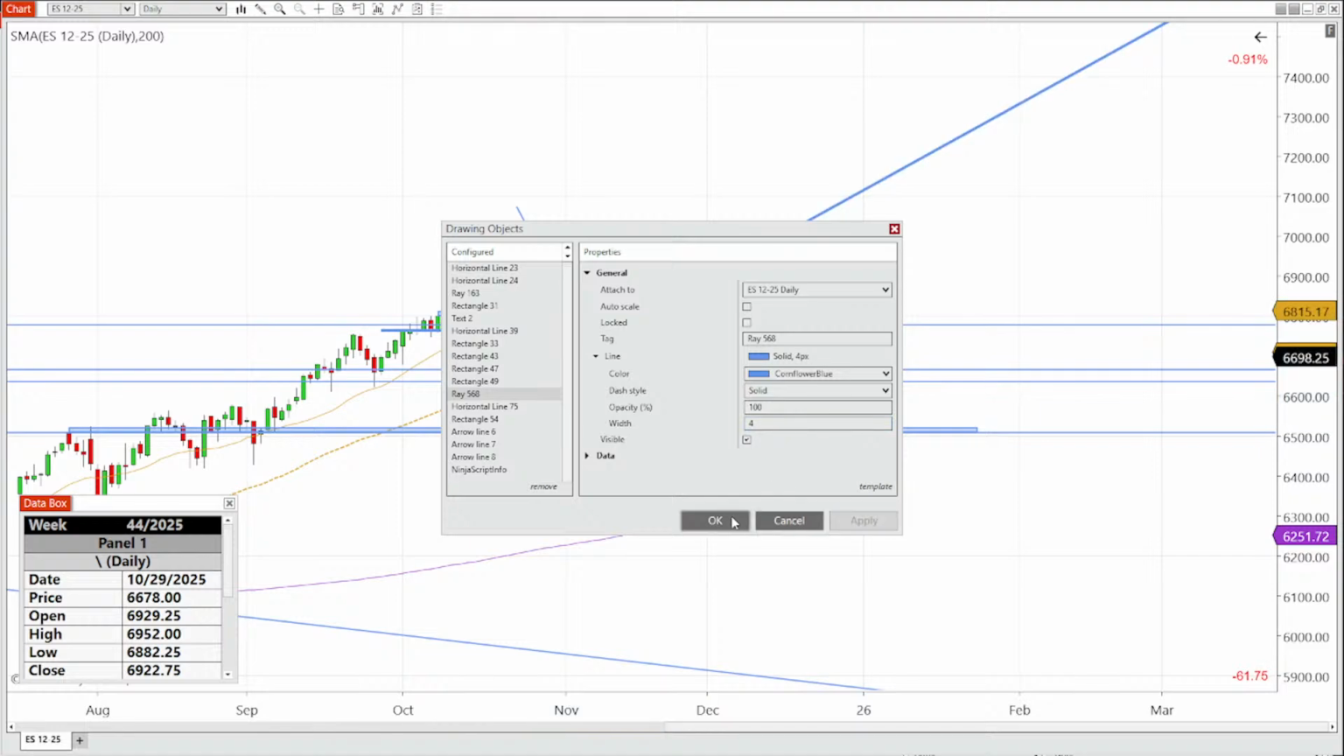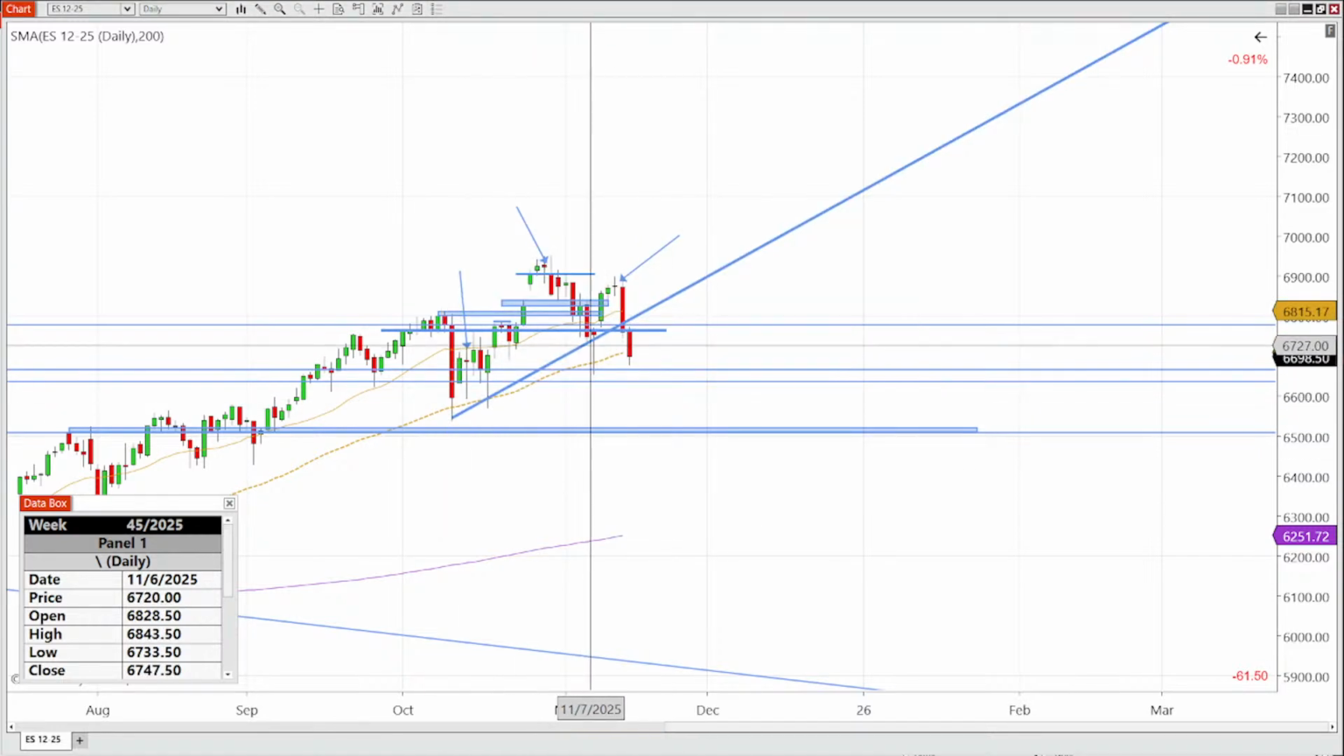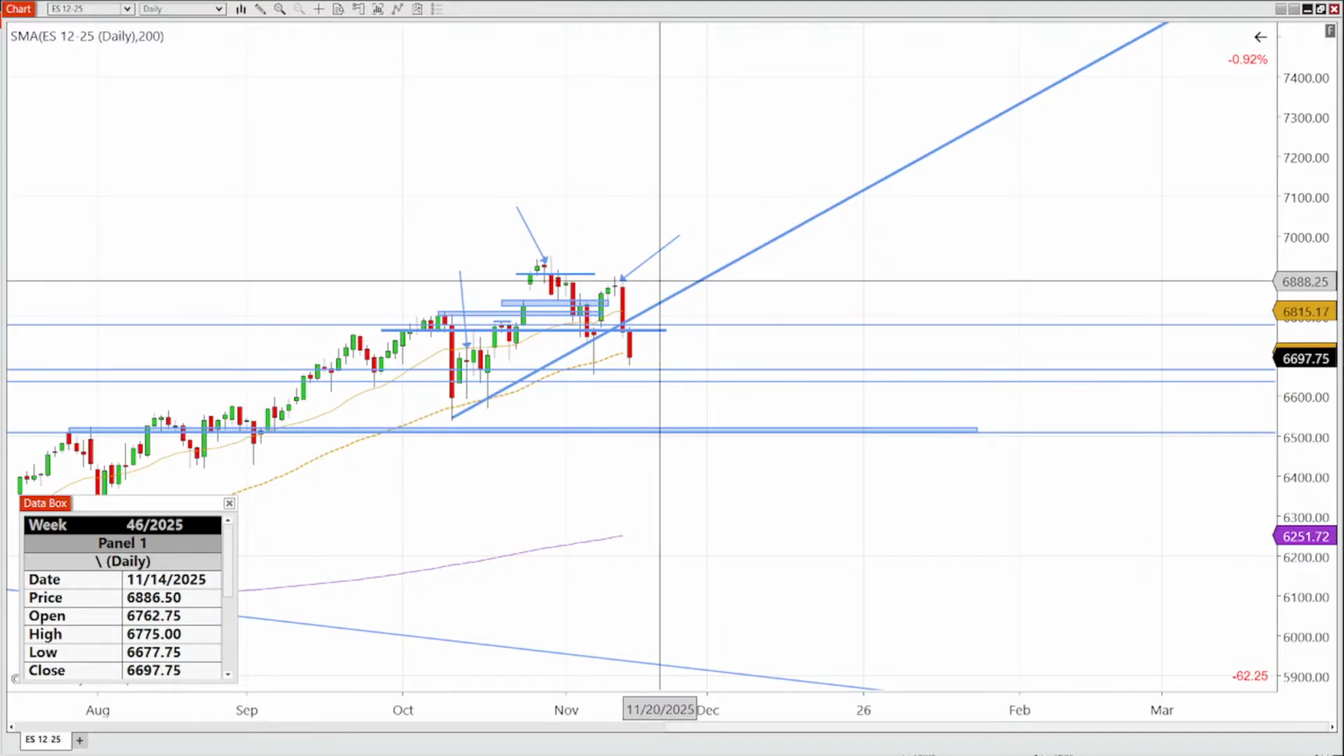Just beef it up a little bit just to see the neckline. And the break of this bar, we did from the break of this bar, and be down into this level. So let's see if it plays out.